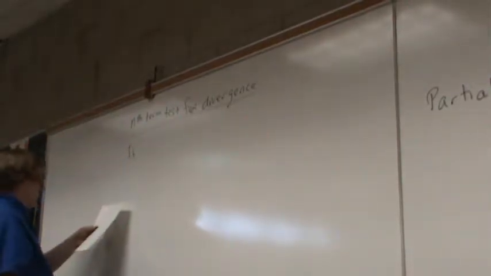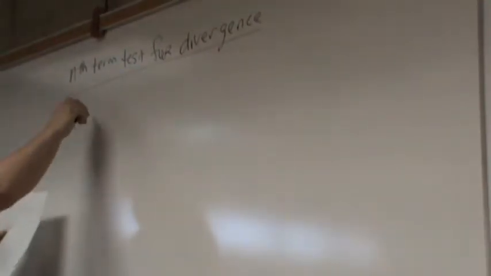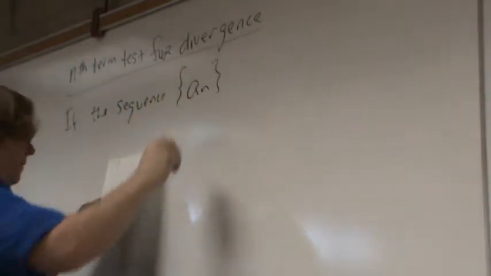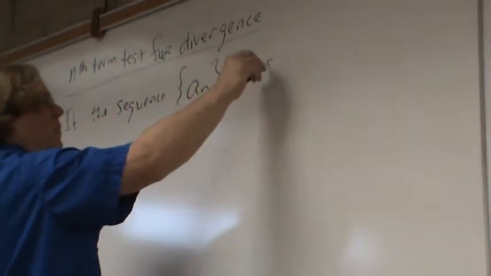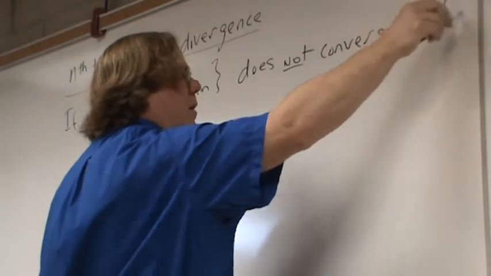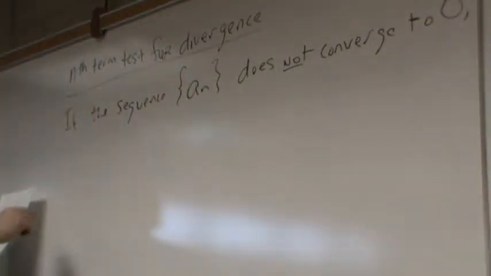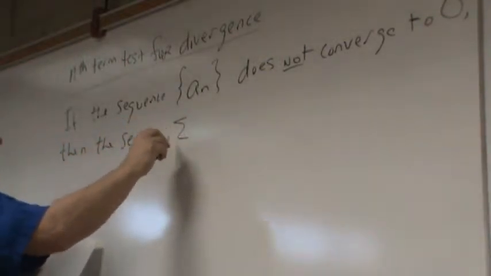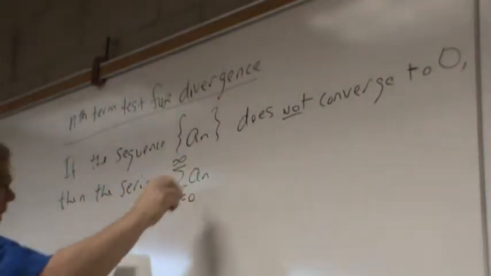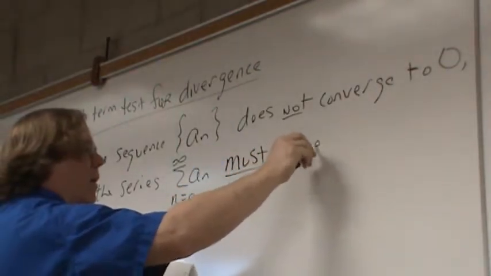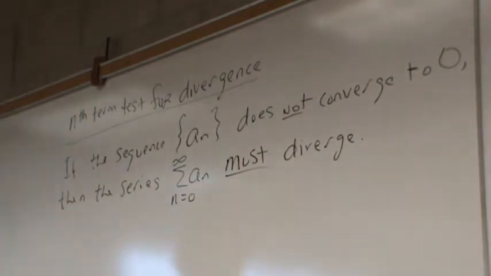Let me put it down in words. If the sequence a sub n does not converge to zero, then the series, the sum as n goes from 0 to infinity of a sub n, must diverge. That's it. The nth term test for divergence.